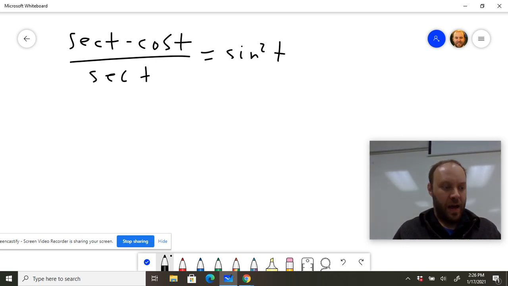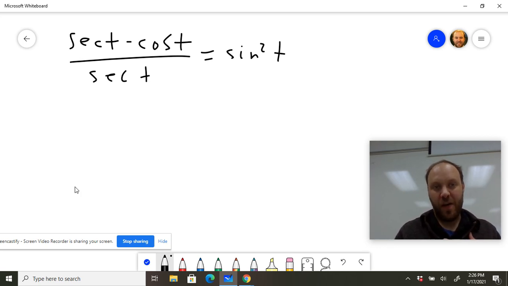Now, what I would probably do here is, first of all, I usually try to start on the more complicated side, and I think the left-hand side would be easier to simplify into the right-hand side than to try to make the right-hand side more complicated to match the left-hand side. Again, different routes you can go here.